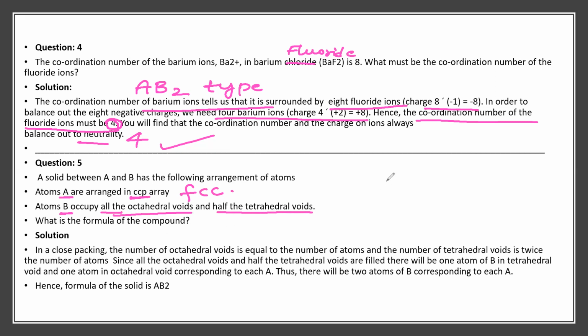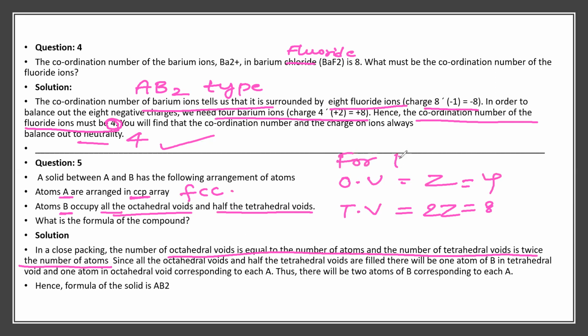In closed packing, the number of octahedral voids is equal to the number of atoms per unit cell. This we already discussed in the last session. And the number of tetrahedral voids is twice the number of atoms. Twice is important here. So in FCC, octahedral voids is equal to Z, that is 4, and tetrahedral voids is equal to 2 into Z, that is 8. Since B occupies one atom in octahedral voids and one atom in tetrahedral voids corresponding to each A, there will be 2 atoms of B corresponding to each A. Hence, the formula of the compound is AB2.